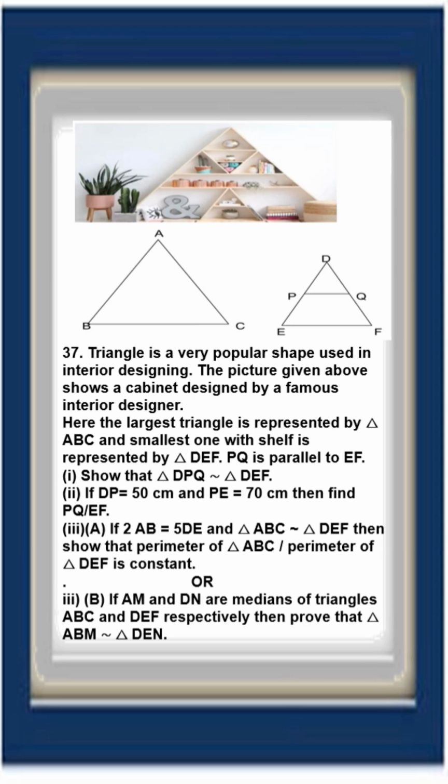The first choice is if 2AB is equal to 5DE and triangle ABC is similar to triangle DEF, then show that perimeter of triangle ABC upon perimeter of triangle DEF is constant. Or the second choice, if AM and DN are the medians of triangles ABC and DEF respectively, then prove that triangle ABM is similar to triangle DEN.